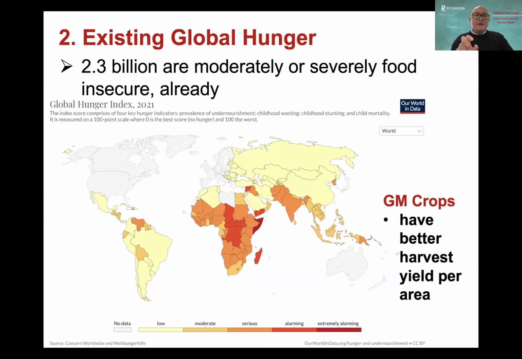Also, currently there are 2.3 billion people that are already moderately or severely suffering in food insecurity, and this worsened during the pandemic. It's recovering a little bit, but GM crops have better harvest yield per area. Without expanding the farmland, just by using GM crops we can have better harvest yield per area.